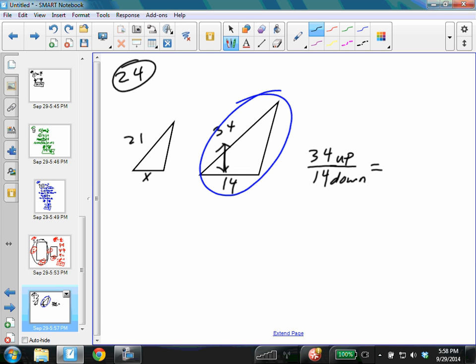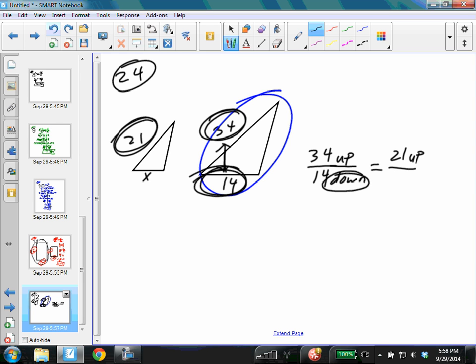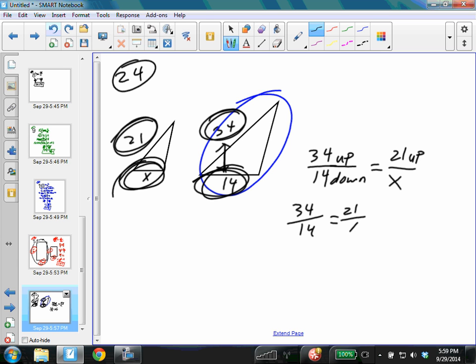Because now when I look at my small fraction, the thing that I'm paying attention to is that this 34 and this 21 are in the same spot. They're both up. So since the 34 up is on top in this side, then on the other side of the fraction, I'm going to put the 21 on the top because it was an up. And since the 14 or the down is on bottom in this triangle, then on the other side, I'm going to put this x on bottom because it was in the same spot that the 14 was. So 34 over 14 is equal to 21 over x.